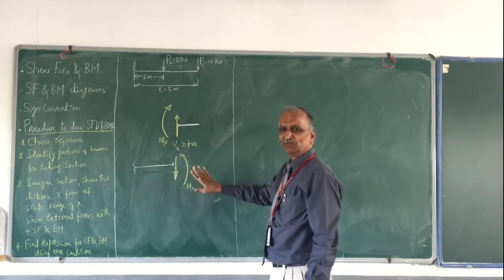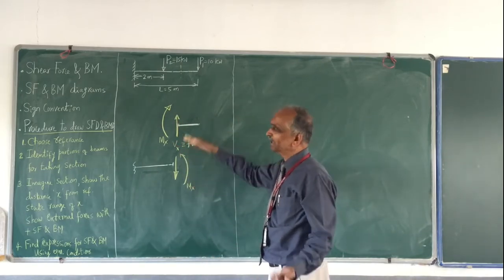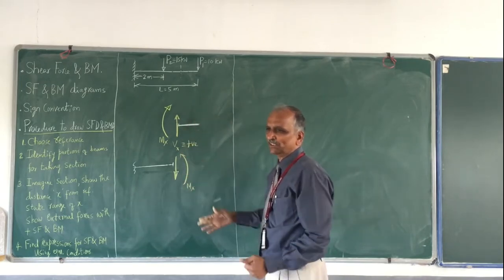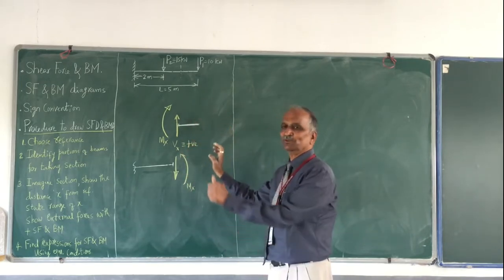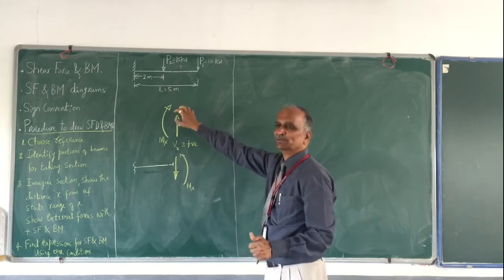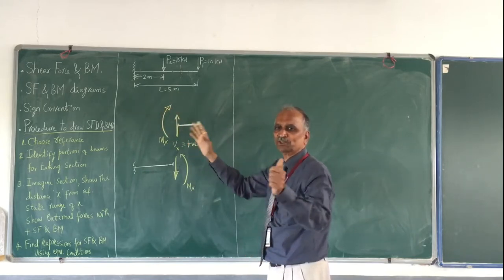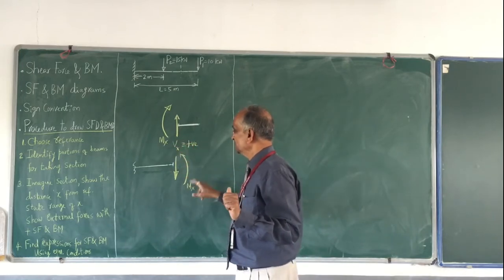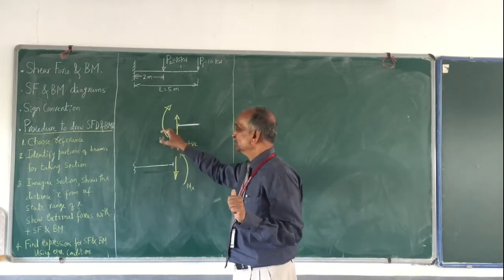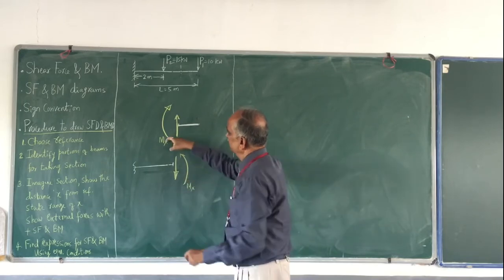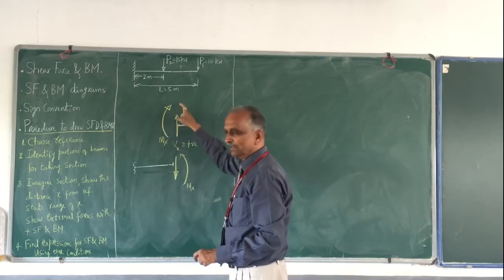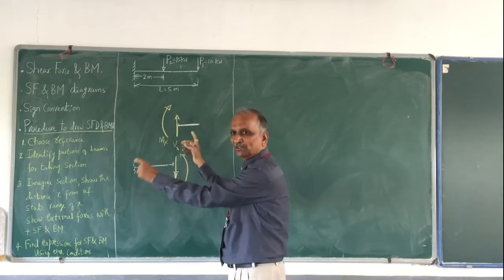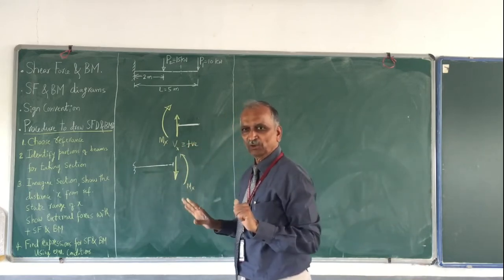This is only a sign convention. Why is it required? To draw it, to have consistency. You cannot have one sign convention for one portion and a different sign convention for another portion. Therefore this is my positive bending moment. This is clockwise and this is anti-clockwise, and if you merge them together, you will not have it. I hope you understand.